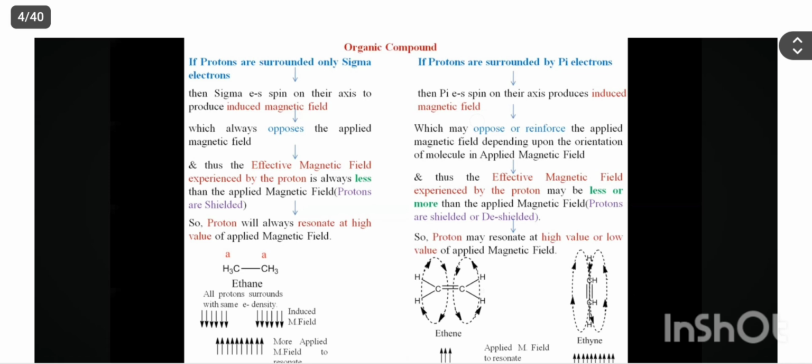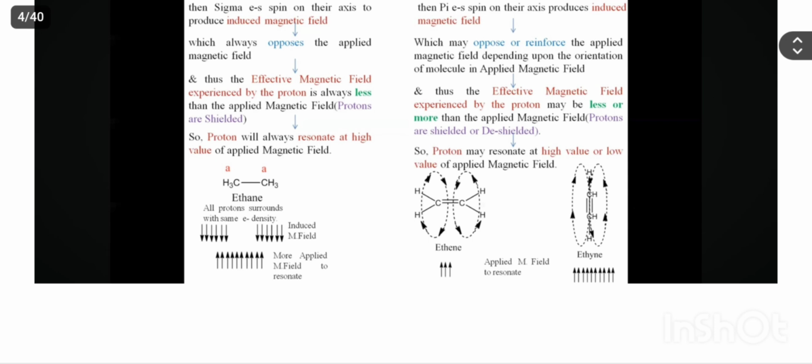Organic compound. If protons are surrounded by only sigma electrons, then the electrons spinning on their axis produce induced magnetic field, which always opposes applied magnetic field. Thus, the effective magnetic field experienced by the proton is always less than applied magnetic field. So, proton will always resonate at high value of applied magnetic field. In CH3, protons are surrounded with same electron density, induced magnetic field opposes applied magnetic field.